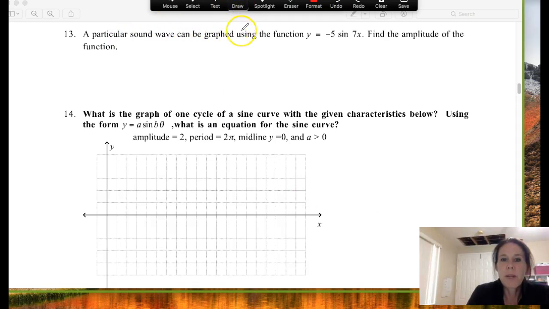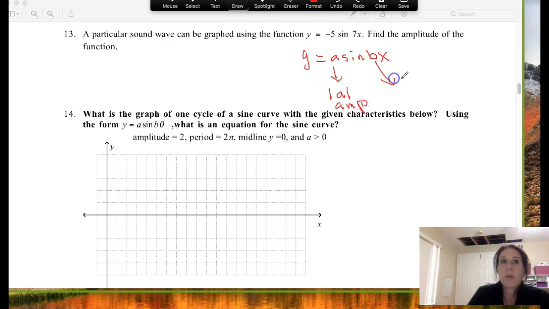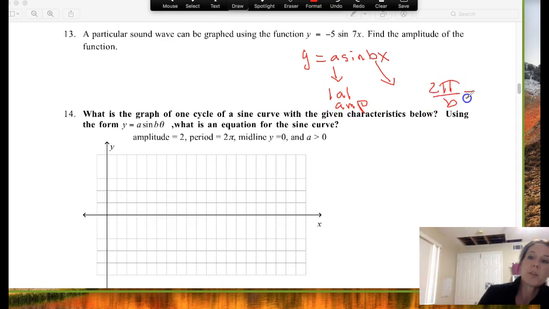A particular sound wave can be graphed using this function. Find the amplitude of the function. Okay, so remember, when you have a graph, y equals a times sine of b x, no shifting left or right or up or down. This a value is your amplitude, or the absolute value of it is your amplitude. Okay. And the b value tells you the number of cycles you make in 2 pi. And you can use 2 pi divided by b to get your period.